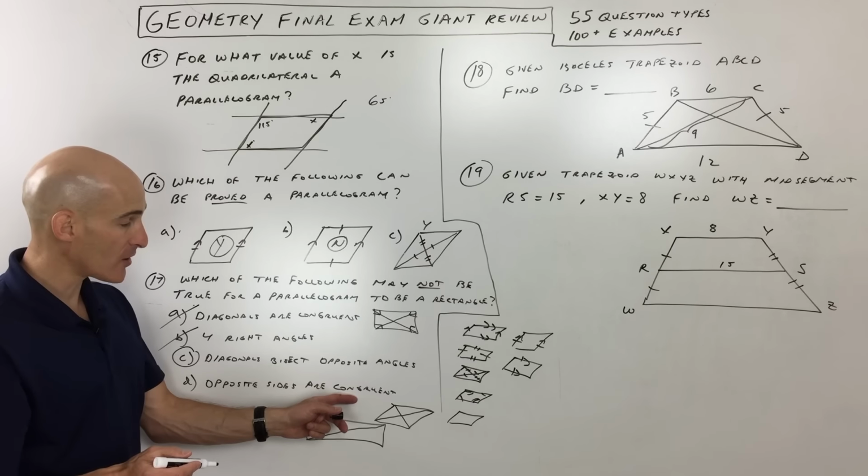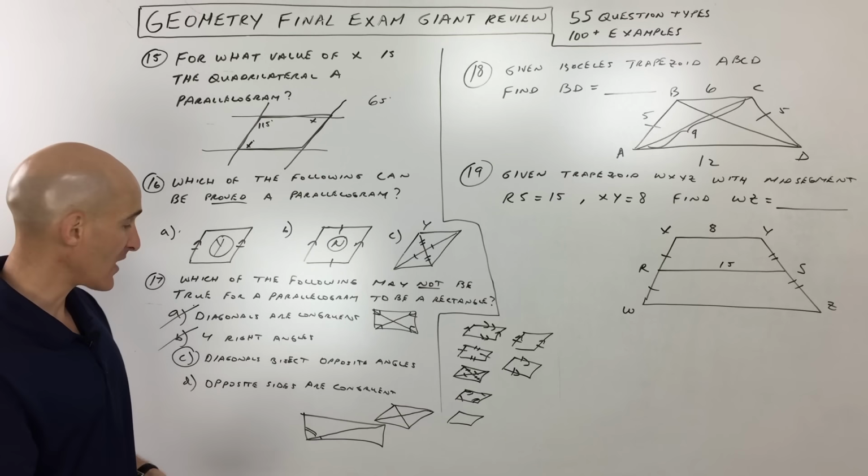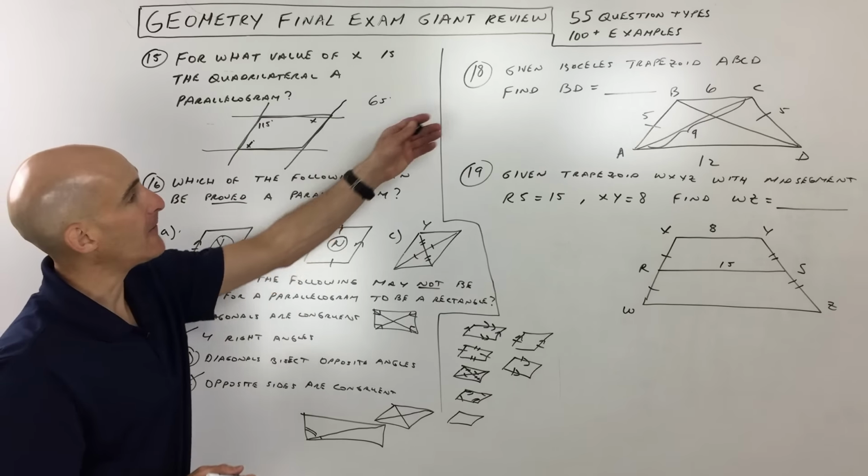Opposite sides are congruent. Well, that's one of the properties of a parallelogram, but it doesn't necessarily prove that it's a rectangle. So that's out. So it's letter C. Okay, let's look at number 18 now.